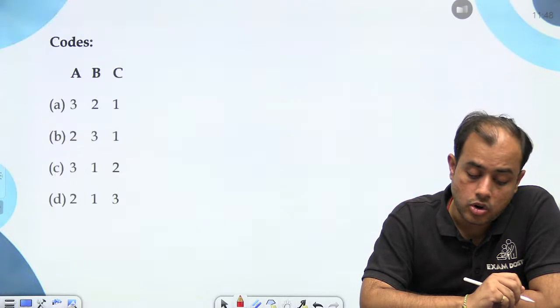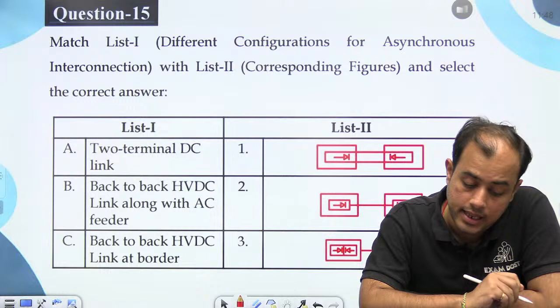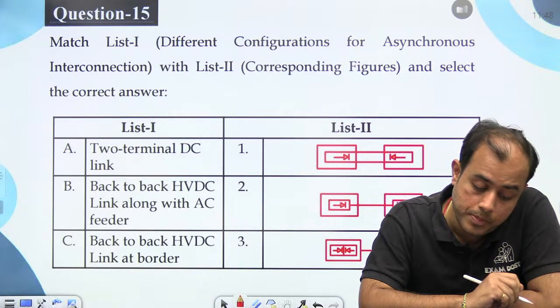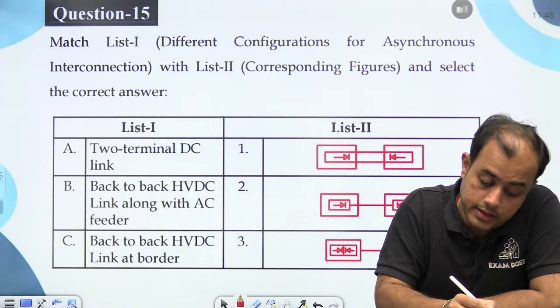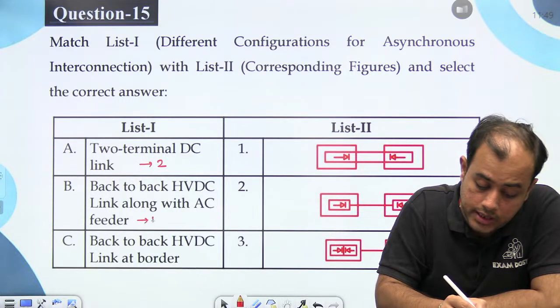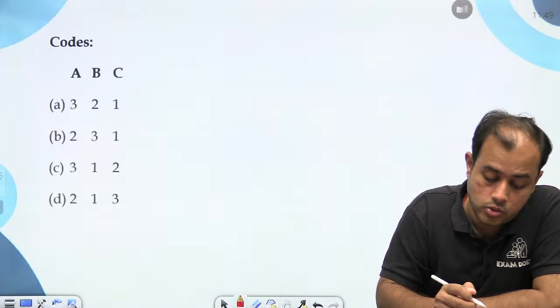Next, match the column, ESE 2003. Two terminal HVDC link, back to back HVDC link along with AC feeder. So this is 2, along with AC feeder means 2 lines. So this is 1, back to back HVDC link at border, 3 2 1 3.